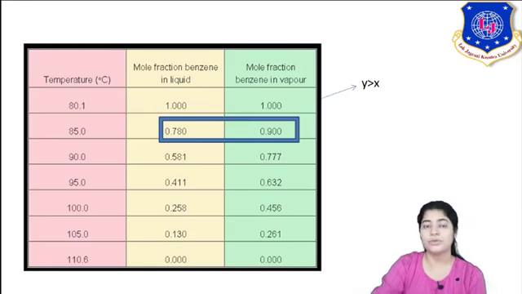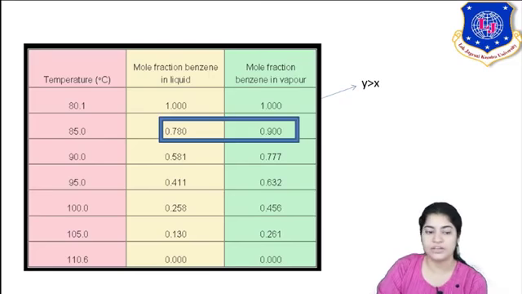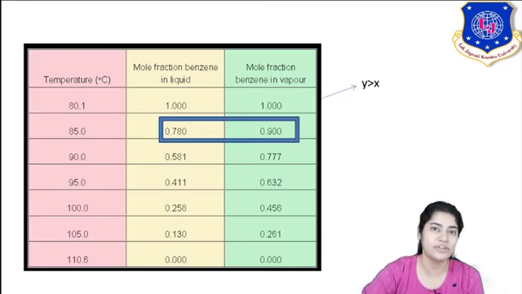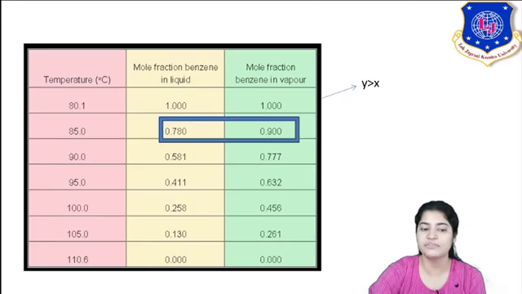Now why so? As I'm increasing the temperature, the less volatile component, here toluene, will also start to get vaporized. As it vaporizes, in the vapor phase I now have benzene and toluene both. So the mole fraction of benzene in vapor has decreased because the mole fraction of toluene has increased. Similarly, the mole fraction of benzene in liquid is decreasing because most of the benzene has been converted into vapor phase.